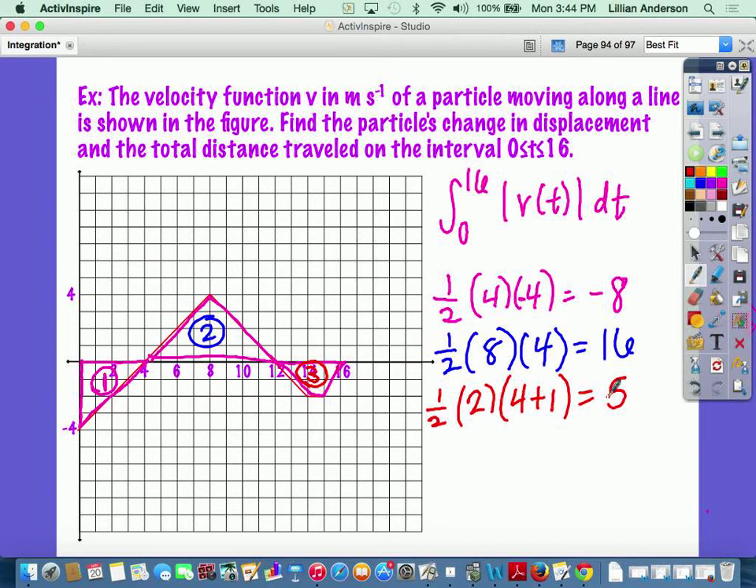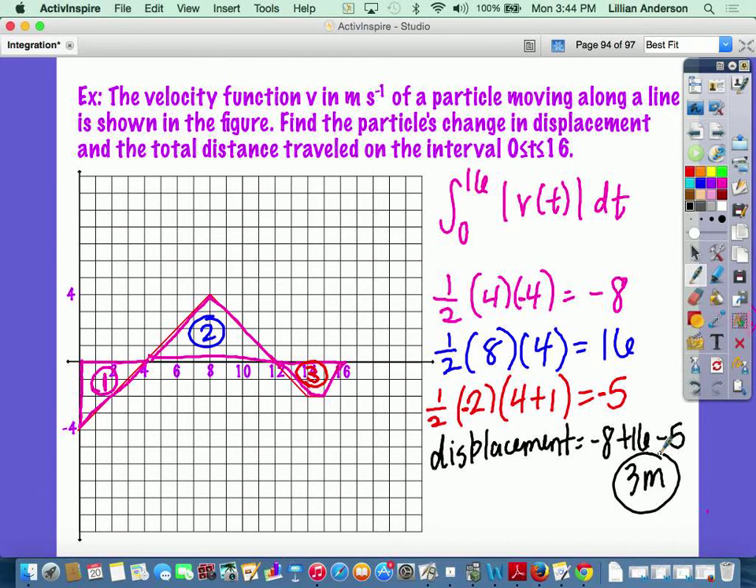So to find my displacement, all I do is add these areas together. So that's -8, 16, and 5. Oops. I missed something. This should have been a -5 because it's below the x-axis. So then it's going to turn into a -5. So I'm going to have a total of 3 meters. My displacement is 3 meters.